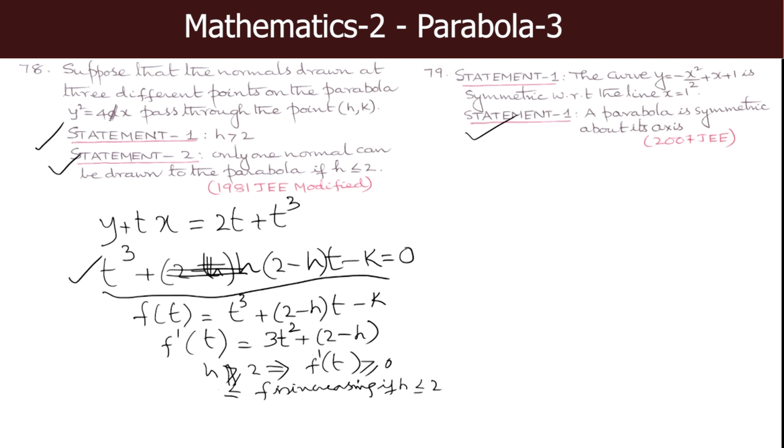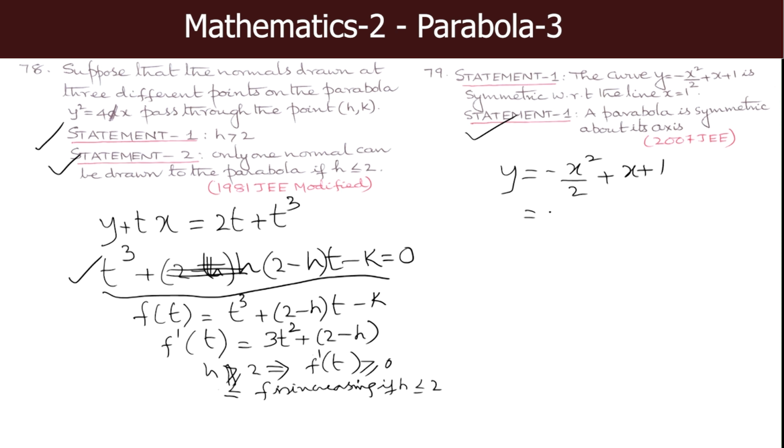So let's check the first statement. If x equal to 1 is the axis of the parabola y equal to minus x square by 2 plus x plus 1, we are through, we are done. So let's see, y equal to minus x square by 2 plus x plus 1.